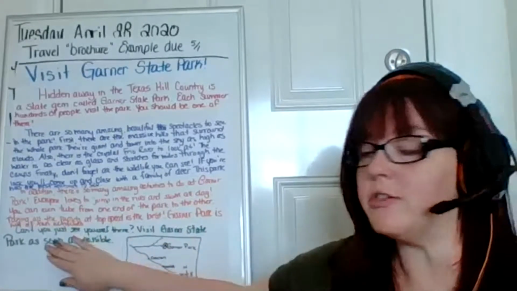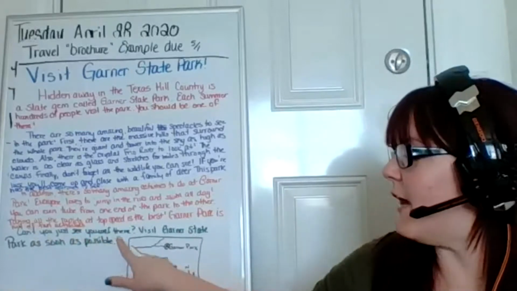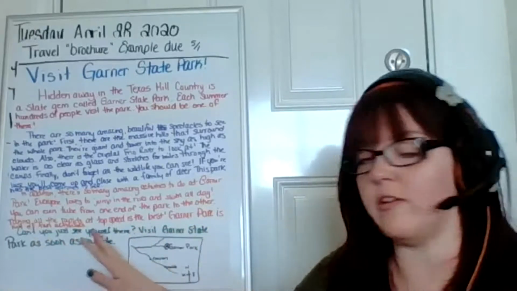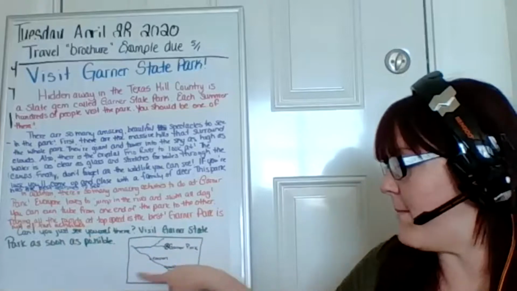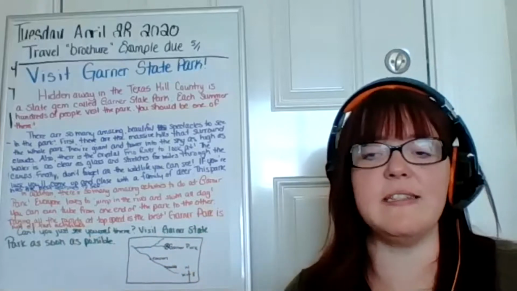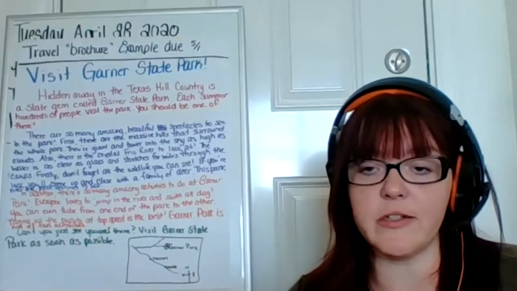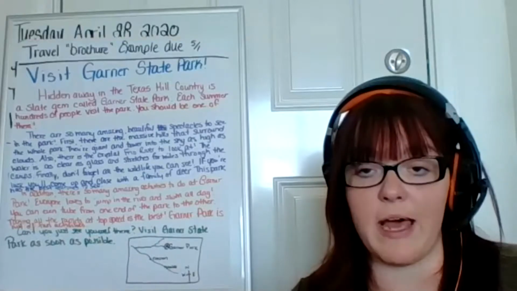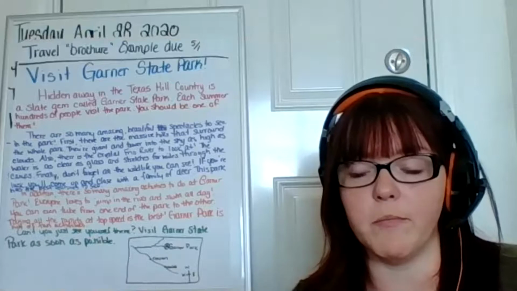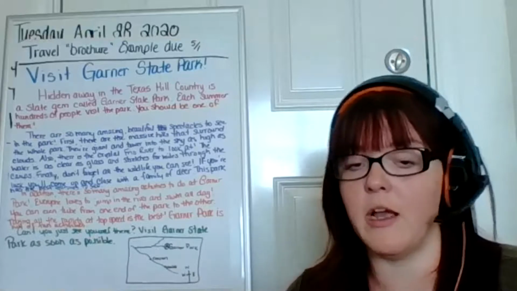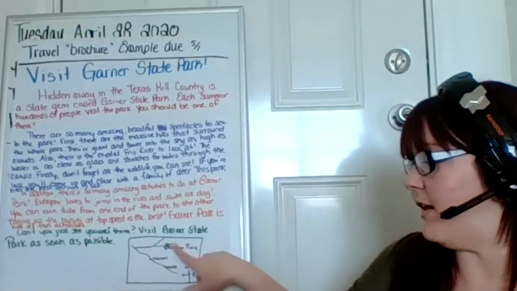Then I have my conclusion. Can't you just see yourself there? Visit Garner State Park as soon as possible. And I included a map, because one of the things that the prompt says to do is to include graphic features to help support the details that you have in your brochure or travel guide. So I put a map of how to get to Garner State Park.